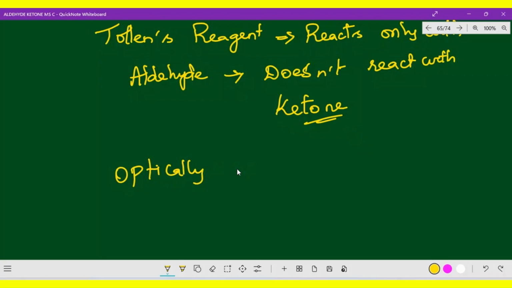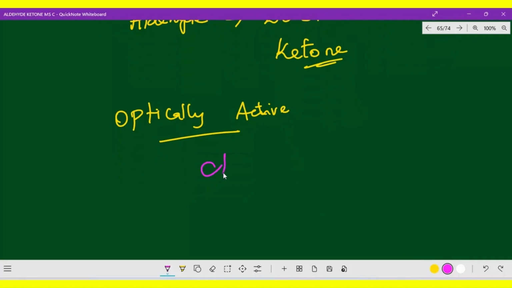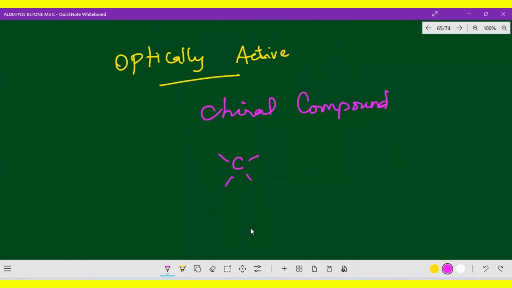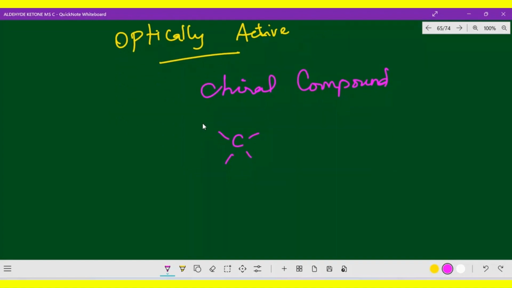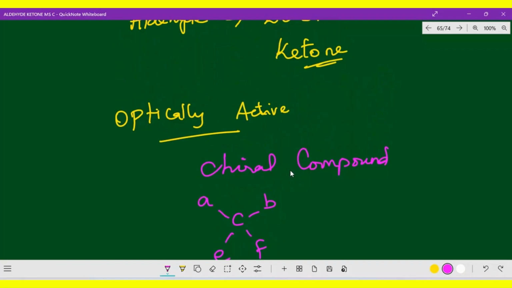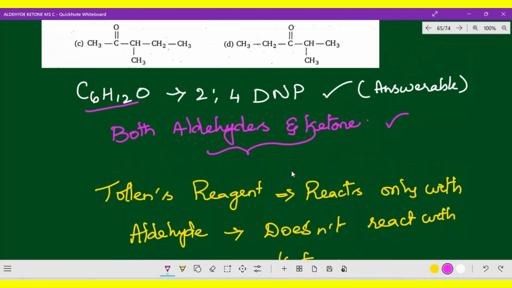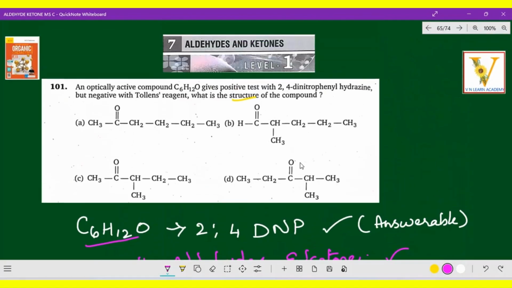Optically active means it is a chiral compound. I just mentioned chiral compounds very clearly in the isomerism videos. I have solved all the isomerism questions, 1 to 200, just to check it with that. Chiral means all different groups or atoms are attached to that carbon, that is called a chiral carbon, and that compound is a chiral compound. So that is optically active also. A chiral carbon means 4 different groups or atoms attached to it.